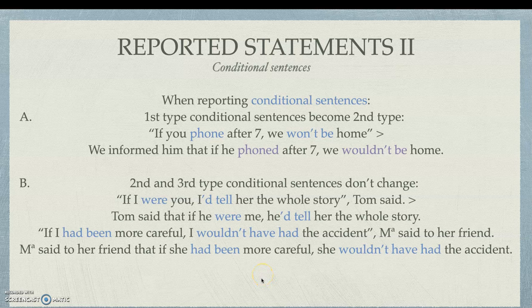However, second and third type conditional sentences don't change. "If I were you, I'd tell her the whole story," Tom said. Tom said that if he were me, he'd tell her the whole story. This is a second type conditional sentence. It doesn't change. The same happens with third type conditional sentences. "If I had been more careful, I wouldn't have had that accident," Maria said to her friend. Maria said to her friend that if she had been more careful, she wouldn't have had that accident. It doesn't change.